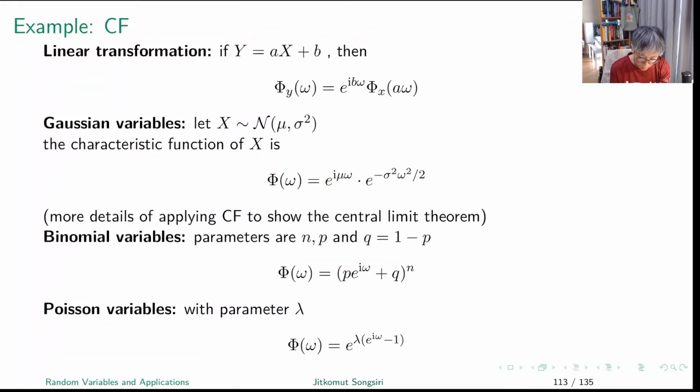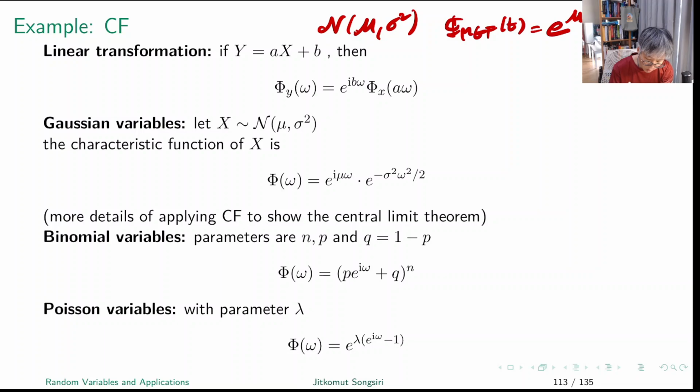Now I'm going to show this from the result that we derived in the lecture video on the MGF. In that video, I derived that the MGF of a Gaussian with mean mu and variance sigma squared can be written as e to the mu t times e to the t squared sigma squared by half.